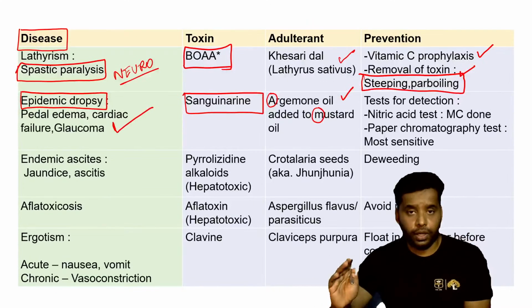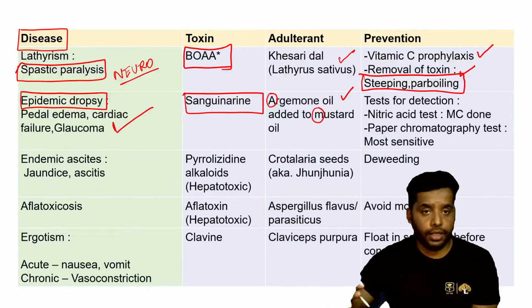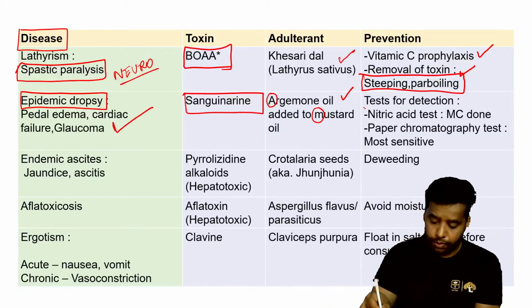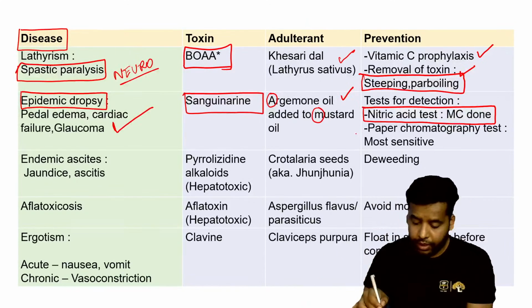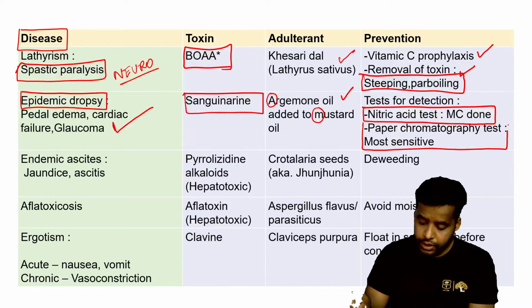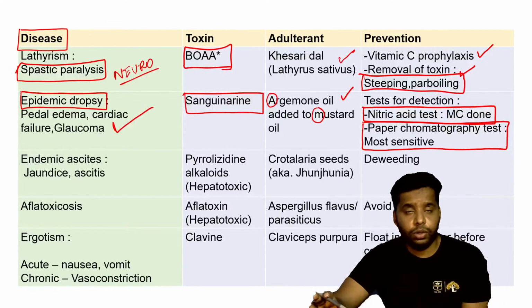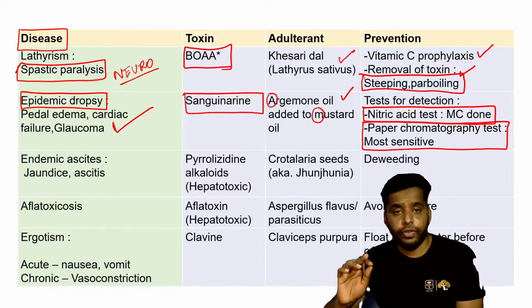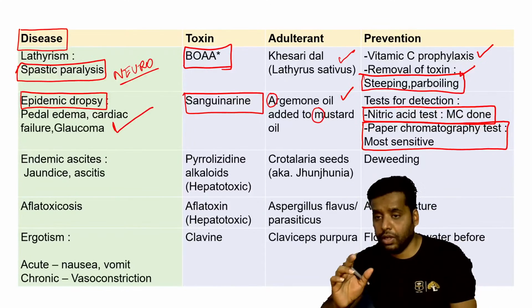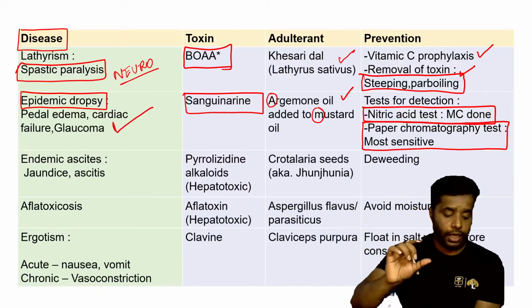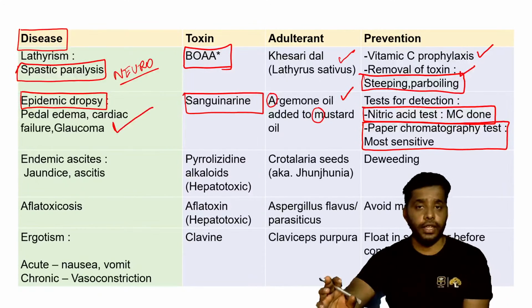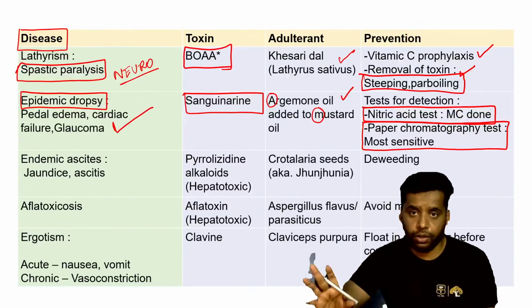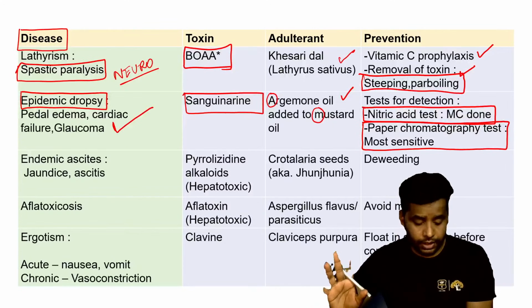Food safety is important. Food inspectors will go and detect. Nitric acid test is the most commonly done test. But if I am asking which is the most sensitive test, paper chromatographic test. So if they are adding in small amounts, if I want to detect argemone, nitric acid test is not sufficient. I have to go for PCT. What is PCT? Paper chromatographic test, most sensitive test.